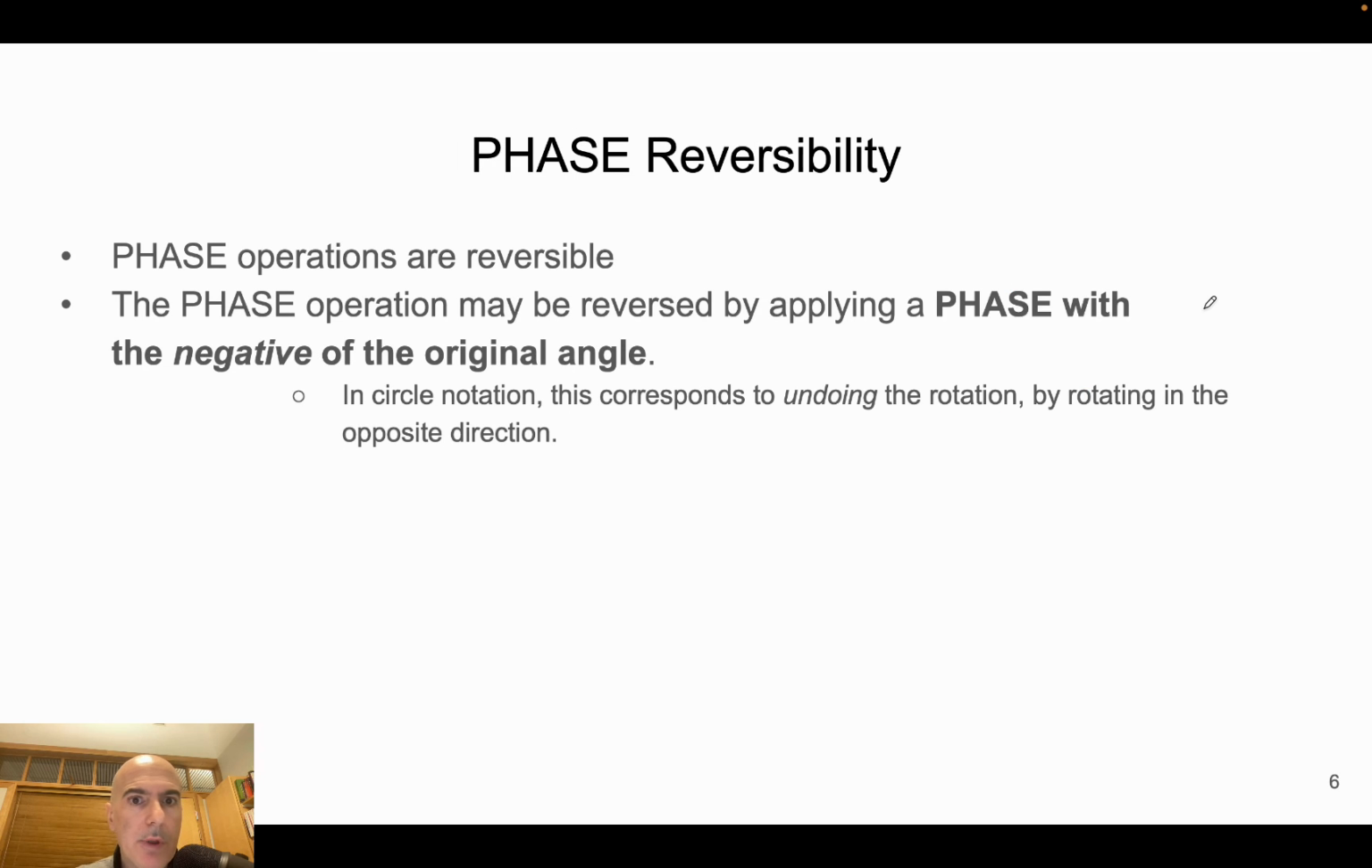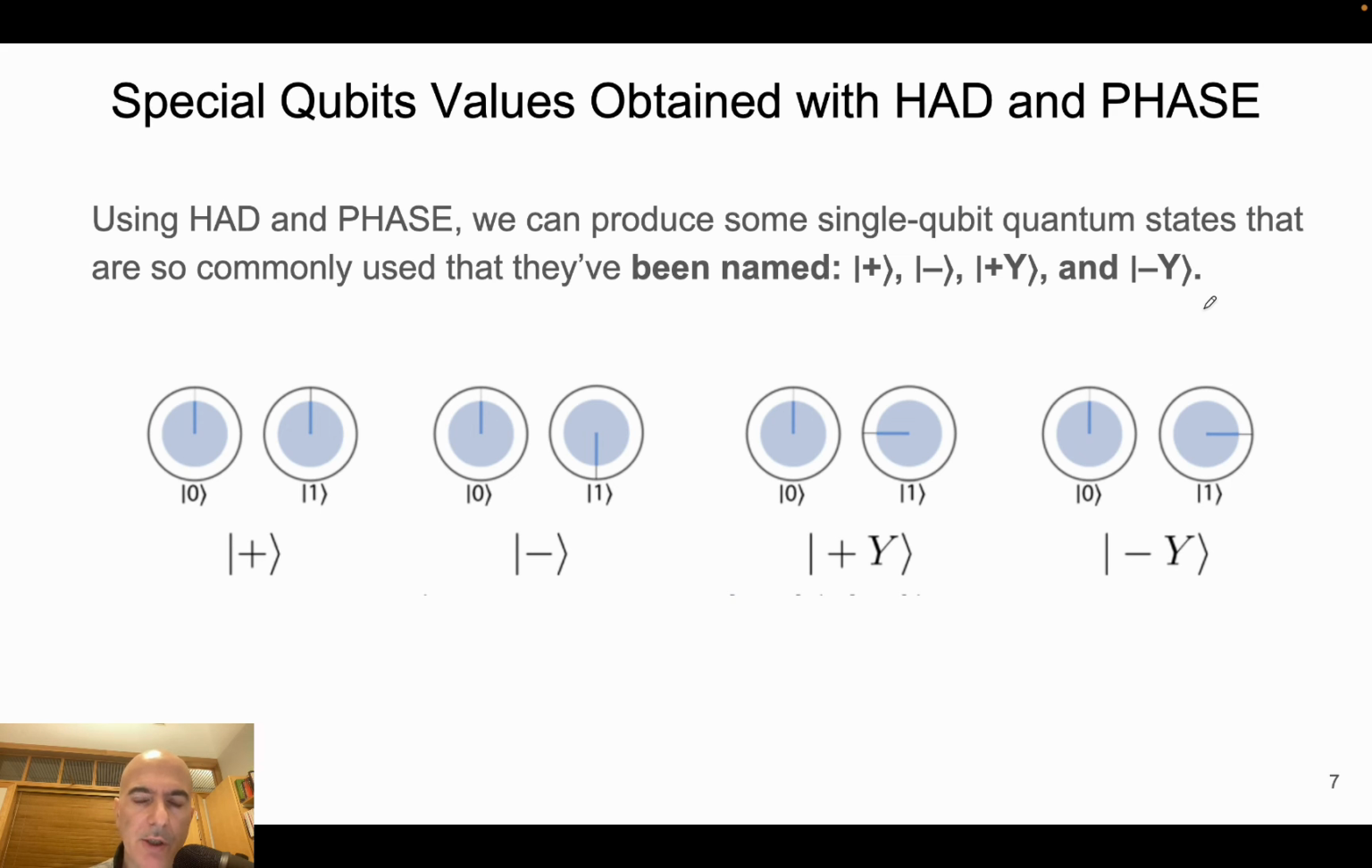As with all quantum gates, quantum gates are unitary transformations that are by definition reversible. So phase operations are reversible. The phase operation can be reversed by applying a phase with the negative of the original angle. So we can rotate by one angle, and then we take the negative and we rotate back. This is the inverse operation of a phase.